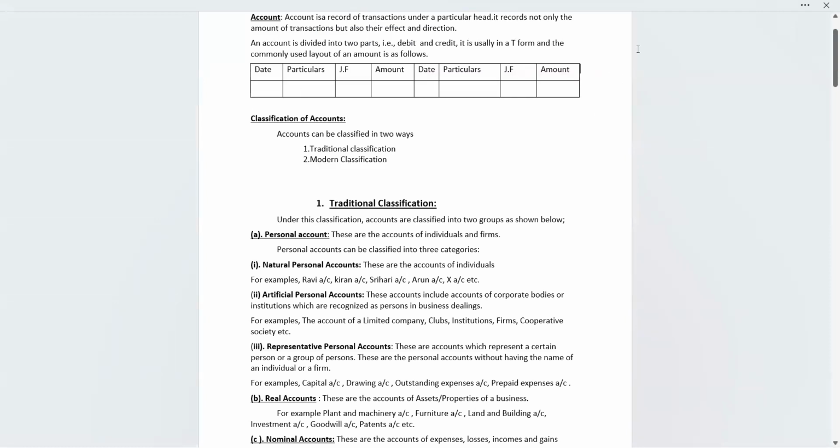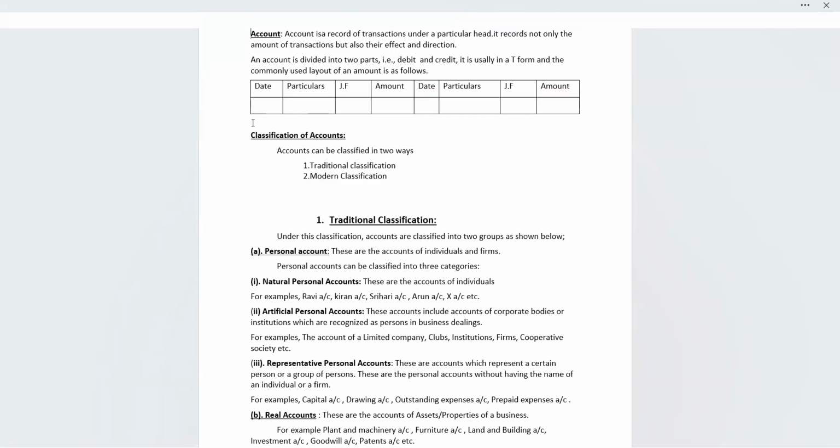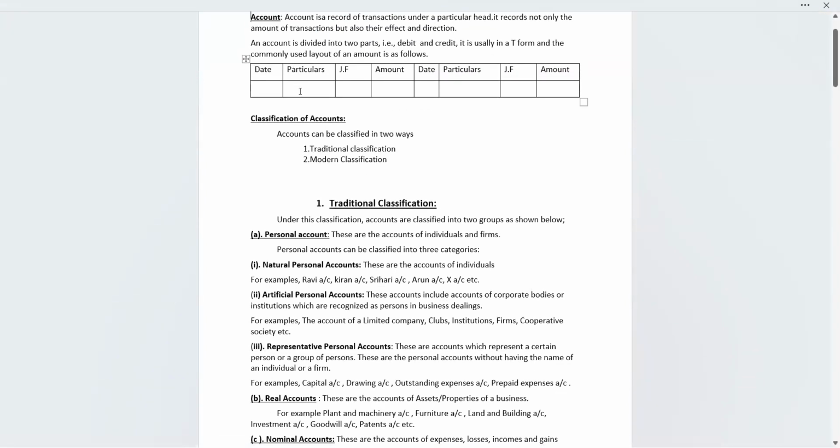Today I will discuss what is an account. What is an account? An account is a record of transactions under a particular head. What is the meaning of account? Account is a record of transactions under a particular head.